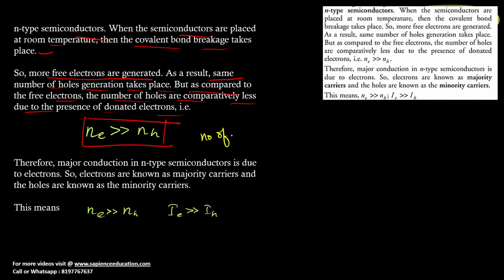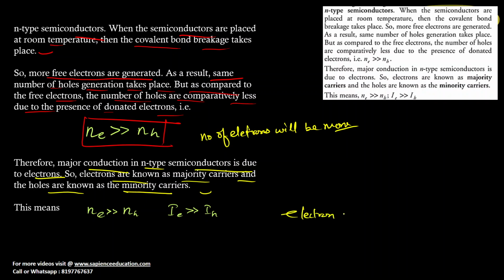Here the number of electrons will be more. Therefore, the major conduction in n-type semiconductor is due to the electrons. So the electrons are known as the majority carriers, and the holes are known as the minority carriers. So finally, in n-type, electrons are the major carriers for current, right?